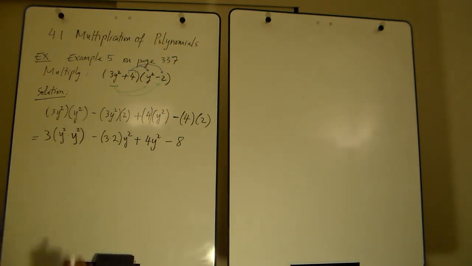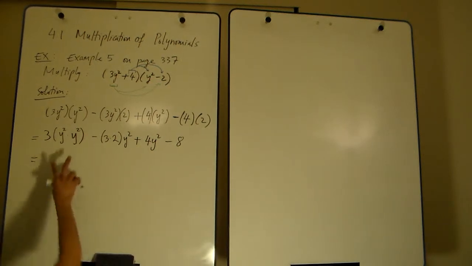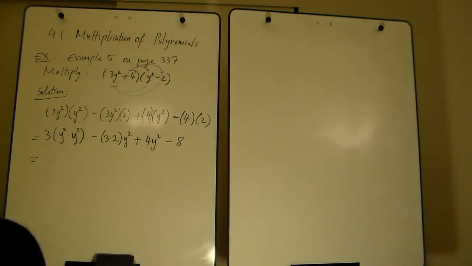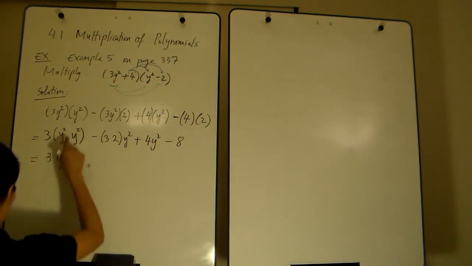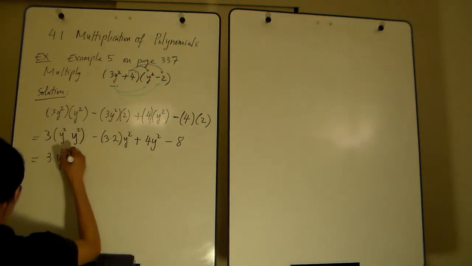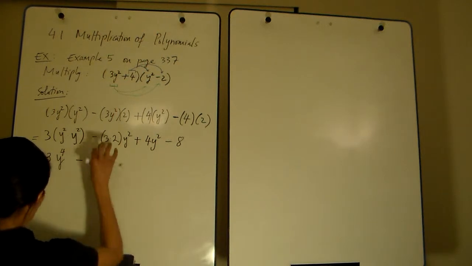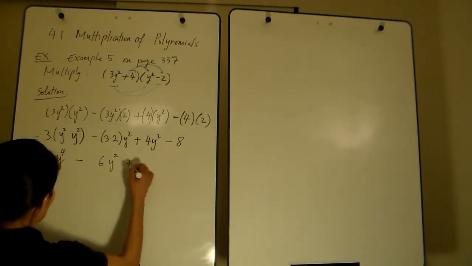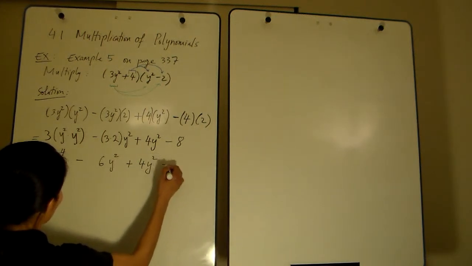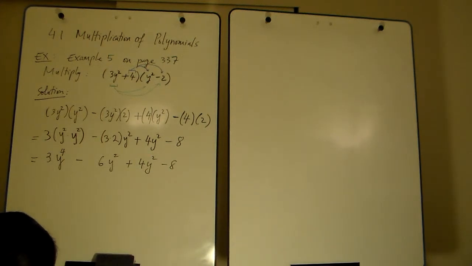We're almost there. So we can combine y squared with y squared by adding its exponents. 2 plus 2 is 4. Subtract 3 times 2 is 6 y squared, plus 4y squared, minus 8. Now, you're not done yet. You're only done when you cannot simplify any further, okay?